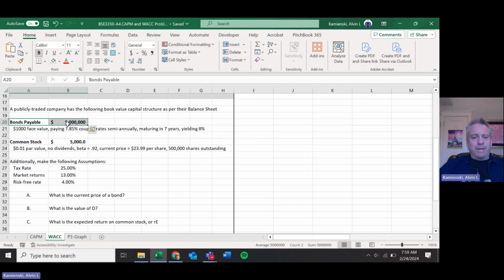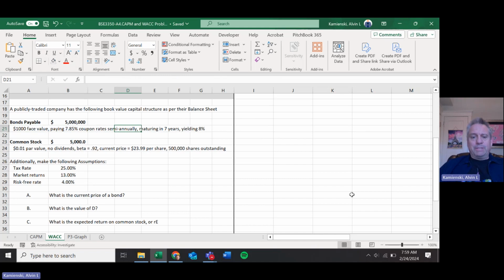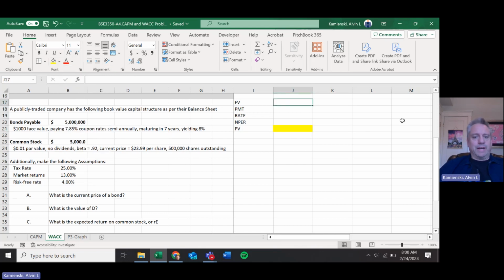So for example, we see bonds payable of $5 million with $1,000 face value, 7.8% coupon, yielding semi-annual payments, maturing in 7 years and yields at 8%. So let's just go ahead and use, in a slightly different layout than normal, future value, payment, rate, and number of periods, because what we're going to need to solve for first is the current price of a bond. So we're going to work on this one first to begin with, based off of what we learned back in our Foundations of Finance.